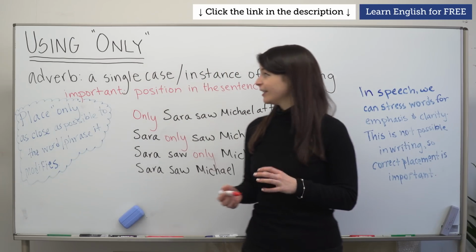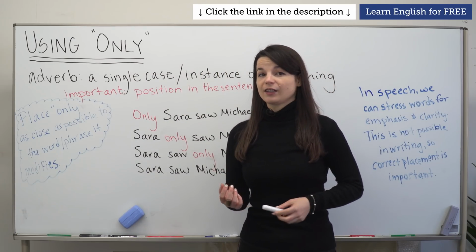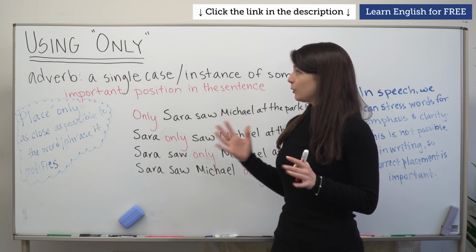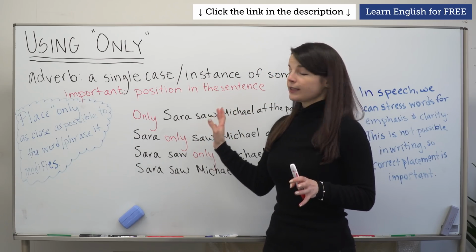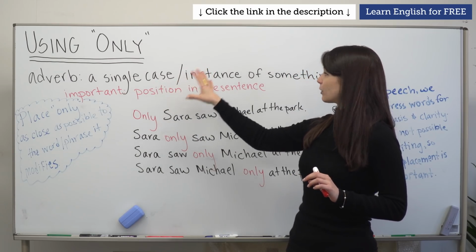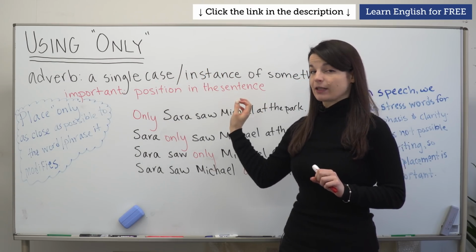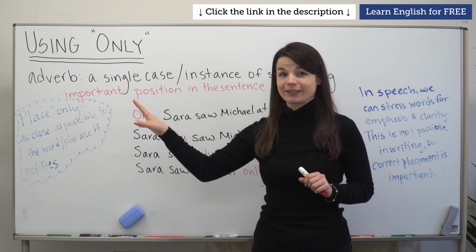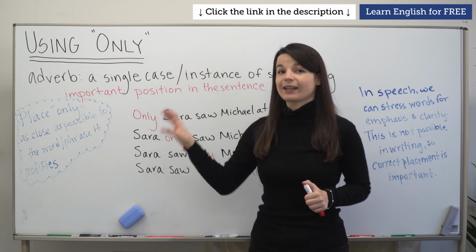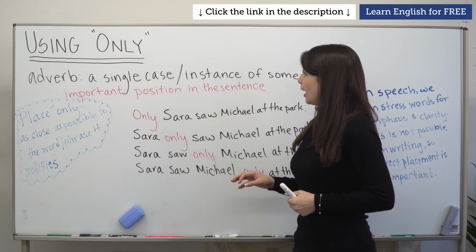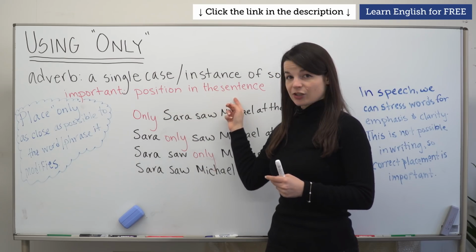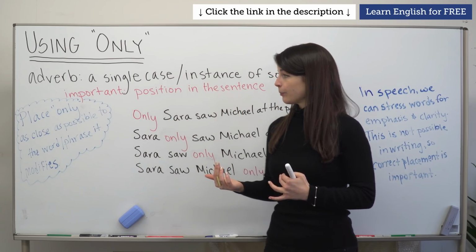All right, let's begin. First, I want to define the word only and how I'm going to use it for this lesson. The word only, for this lesson, we're going to look at it as an adverb, which means a single case or a single instance of something. So there's nothing different, nothing more, nothing less. There's just this one thing, this one case of something. But I want to focus for this lesson on the importance of the position of only in a sentence.